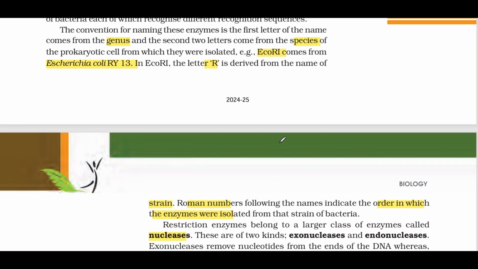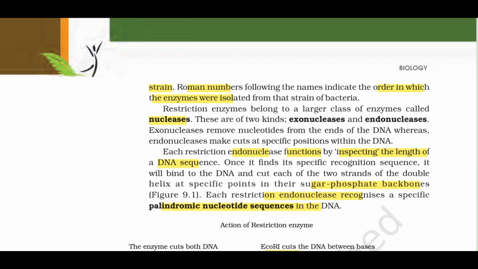Okay, the first letter is the genus name, the second two letters are the species name, the next letter is the strain name, and the Roman number is the order in which the enzymes were isolated from that strain of bacteria. These restriction enzymes belong to a larger class of enzymes known as nucleases. There are two kinds, exonucleases and endonucleases.